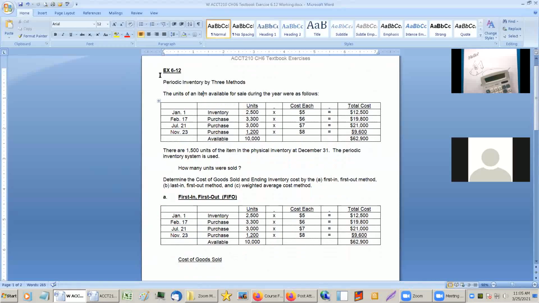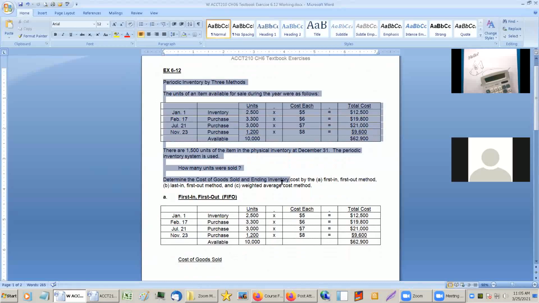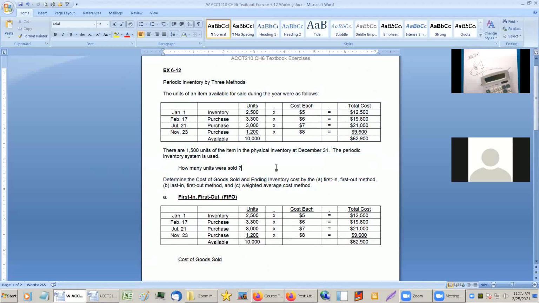And so this is really the problem here. And the first thing to do is to get comfortable with the new format that it's in. It's not exactly the same as we had before. And so what we have is, here's the inventories that were purchased, the amounts, obviously, cost each. This is all pretty familiar.